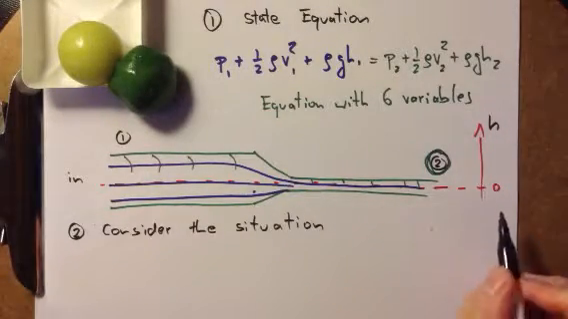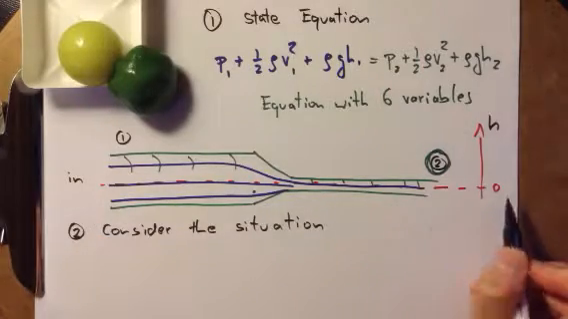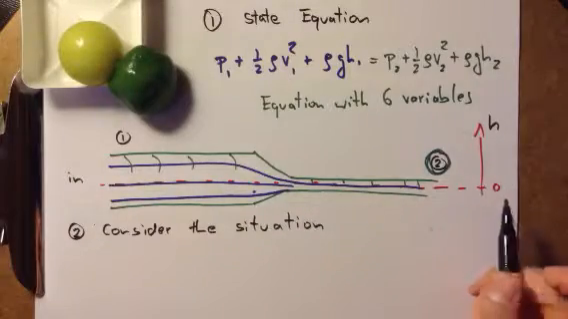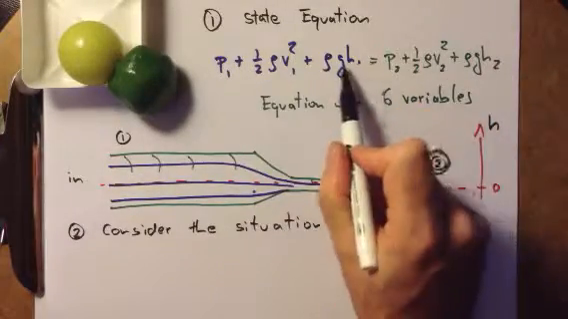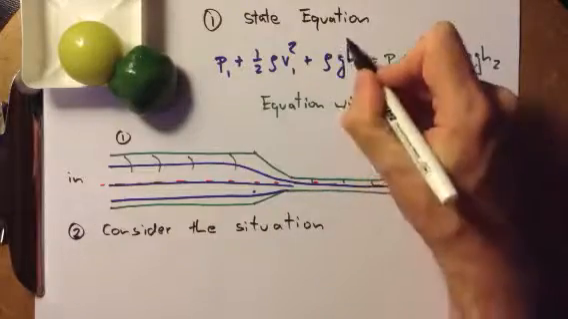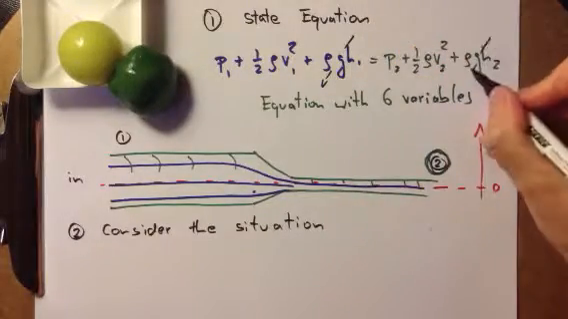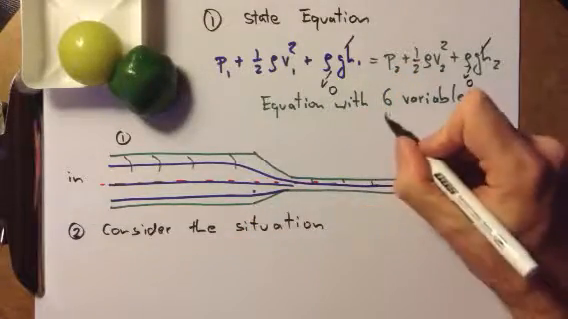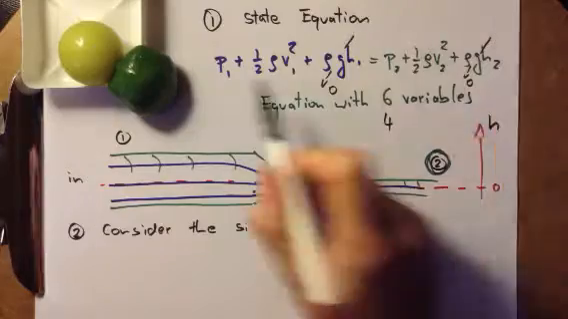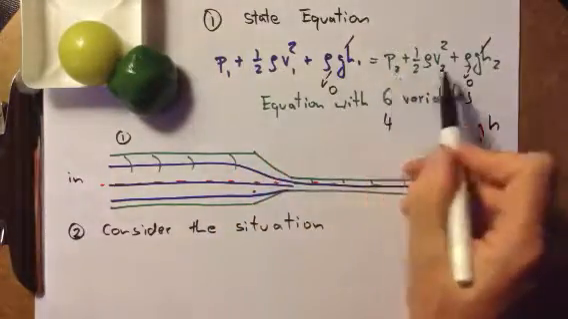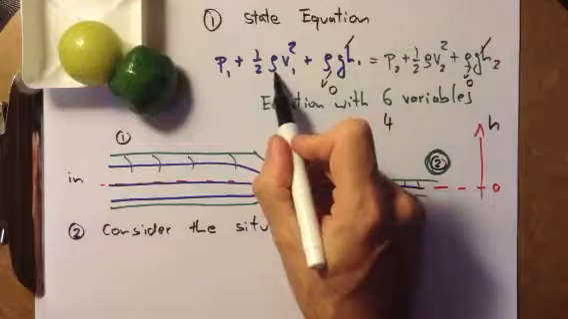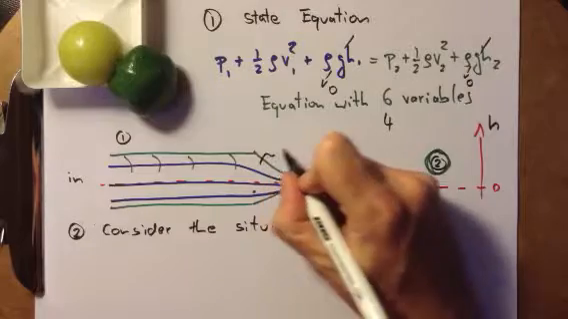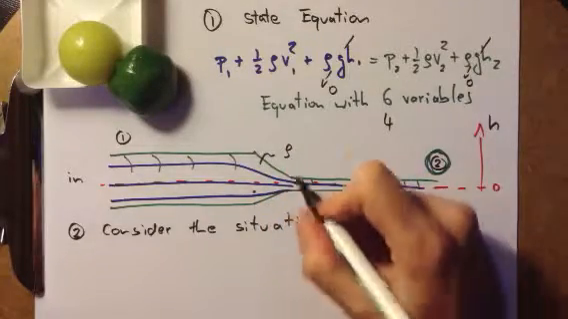In fact, we can define a zero reference, and if we define that zero reference exactly in the center of this tube, we find that both of these heights, h1 and h2, are 0, and therefore the respective terms become 0. That reduces our equation to an equation with 4 variables. Yeah, P1, V1, P2, V2. The density, of course, is also unknown unless you know what the fluid is, but that's often the case. So you need to know what the fluid is and look up the density.